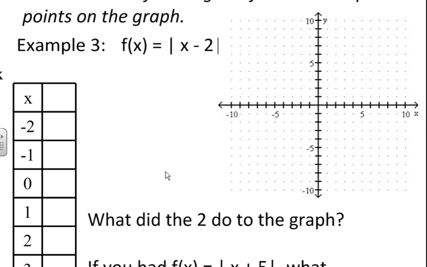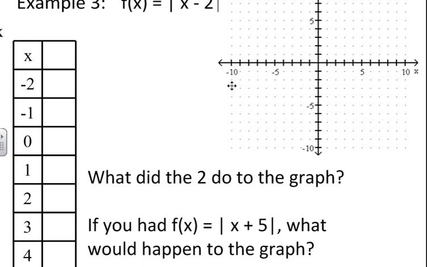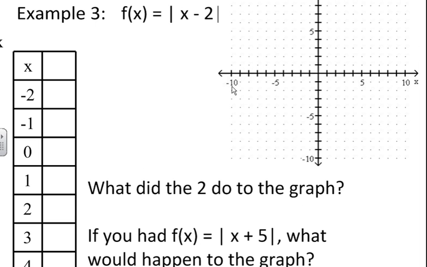All right, let's go ahead and look at this example. So we're going to graph the points. F of x is equal to the absolute value of x minus 2.